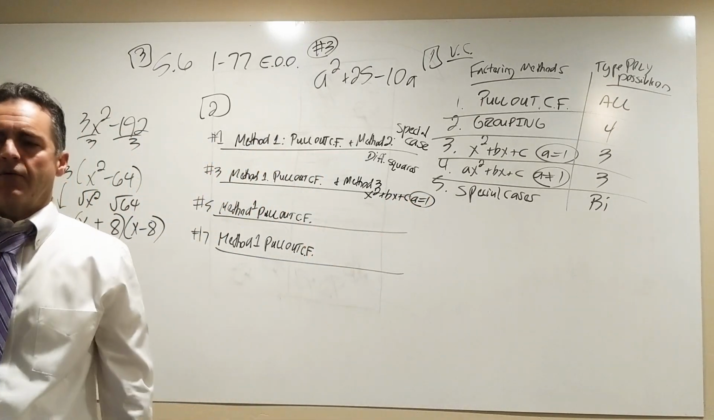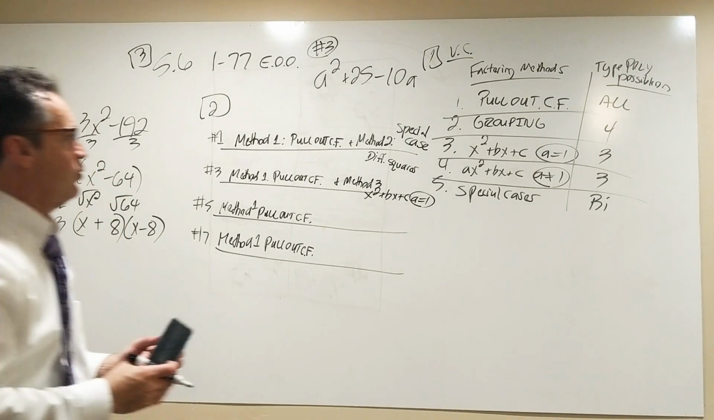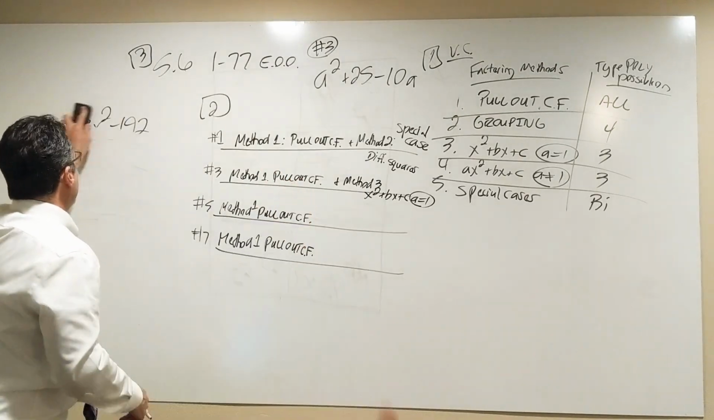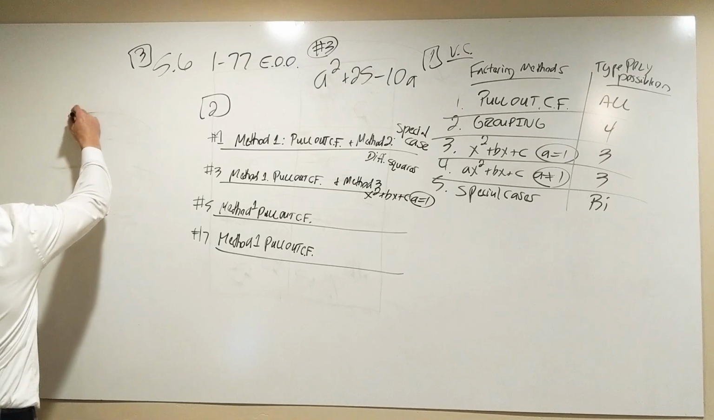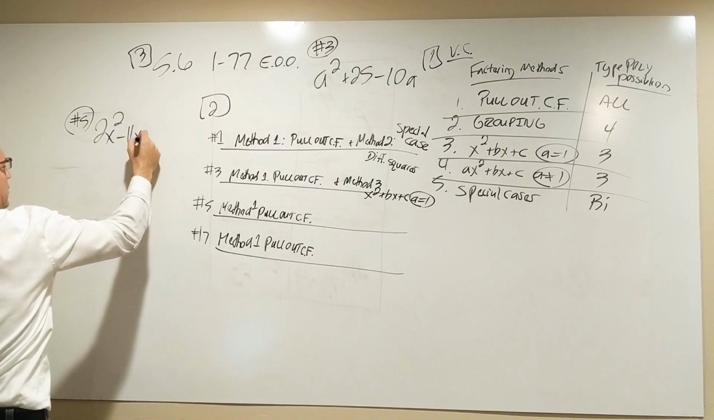Let's do number 5 together. You want to read number 5 to me, Nicole? Okay, check it out. I got to erase something. Nicole is going to read this to me. So let's go ahead and erase number 1. Okay? Go ahead. Number 5. 2x squared minus 11x plus 12.